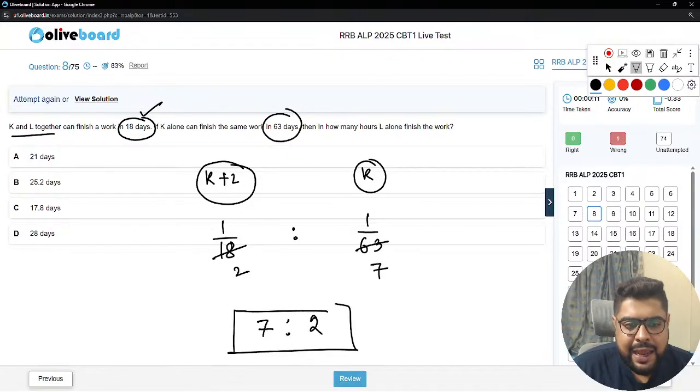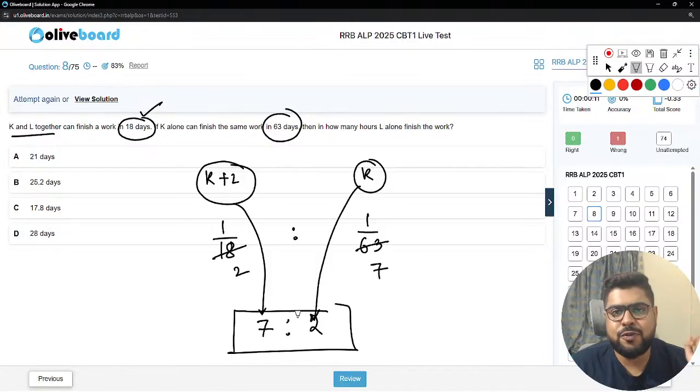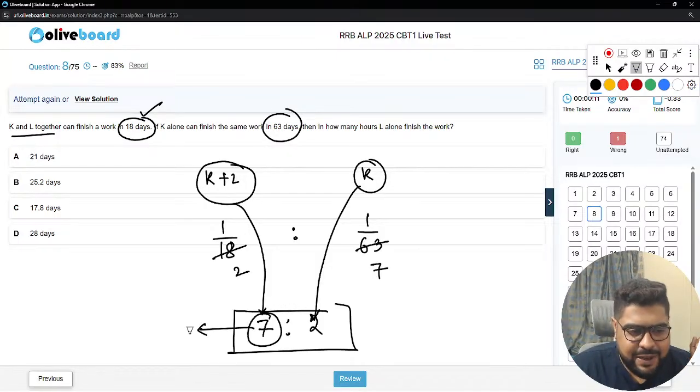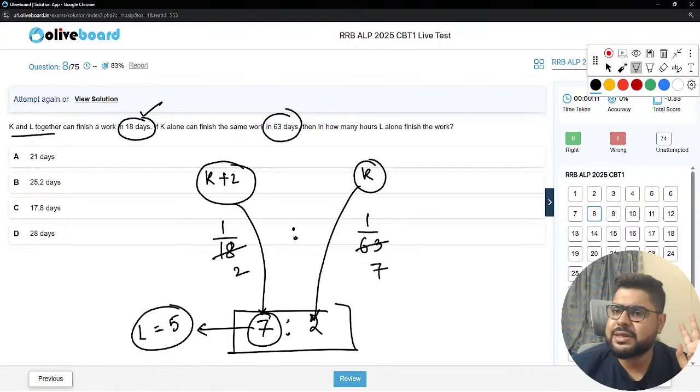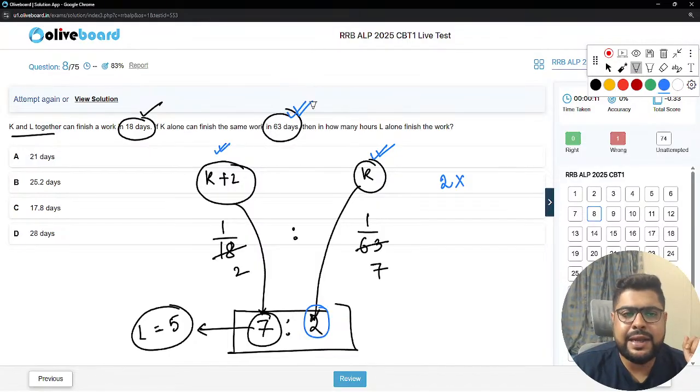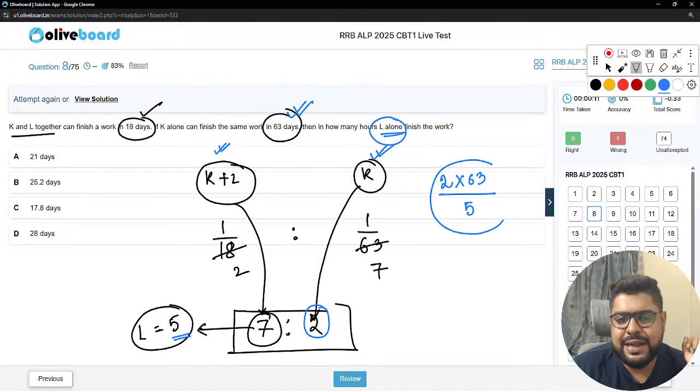That means K does 2 units of work every day. K plus L do 7 units of work. So from here, L does 5 units of work every day. Very simple. Now, total work, how much? You can go by K or by K plus L. K is doing 2 units of work every day and takes 63 days to complete, so total work is 2 into 63. Now who will do this total work? L alone. L alone does 5 units of work every day. Divide by efficiency, that is your time.